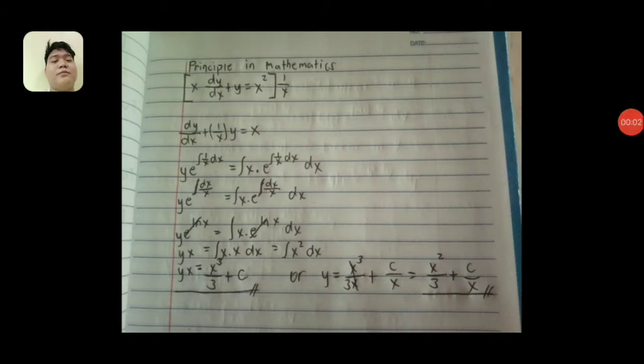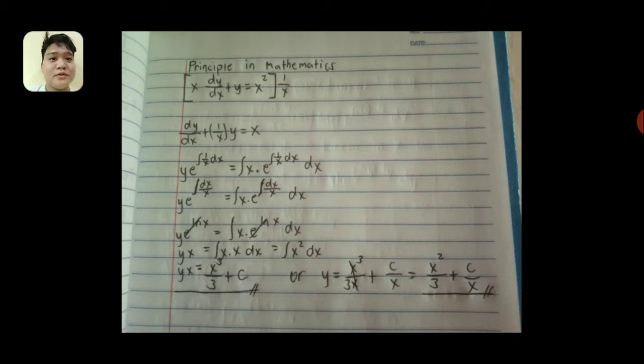I have two sample problems in principles of mathematics. The first is x dy over dx plus y equals x squared. We're going to change it to standard form. We can tell that this is linear in y because dy over dx plus y, there is a y there, and the d is y. Since there is an x here, we multiply both sides by 1 over x.